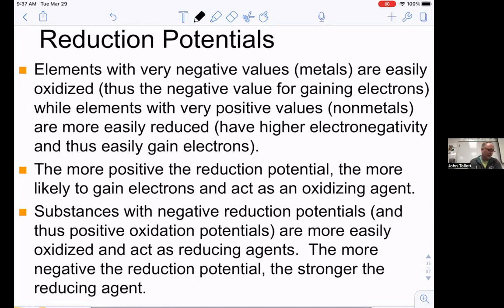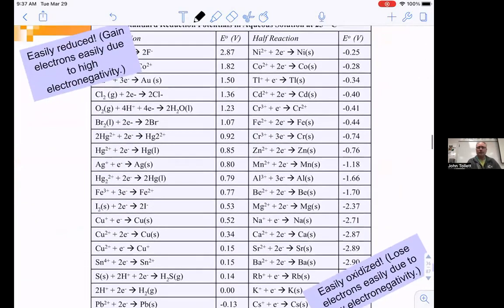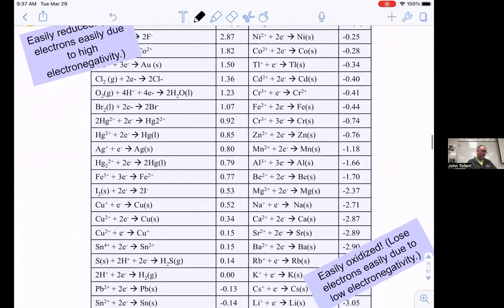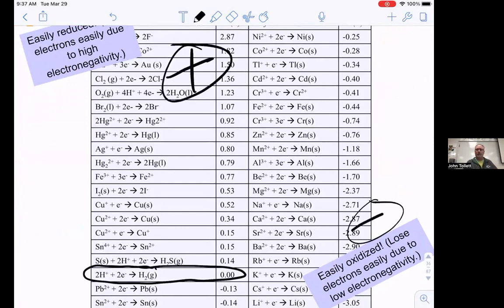So here, looking at the chart, if I try to find where hydrogen is, there's hydrogen right there, with its 0 value. Everything on this chart is tested against hydrogen, and those are the differences in voltages between them. The ones up here are really positive. The ones down here are really negative. The ones that are highly positive are going to be more easily reduced.